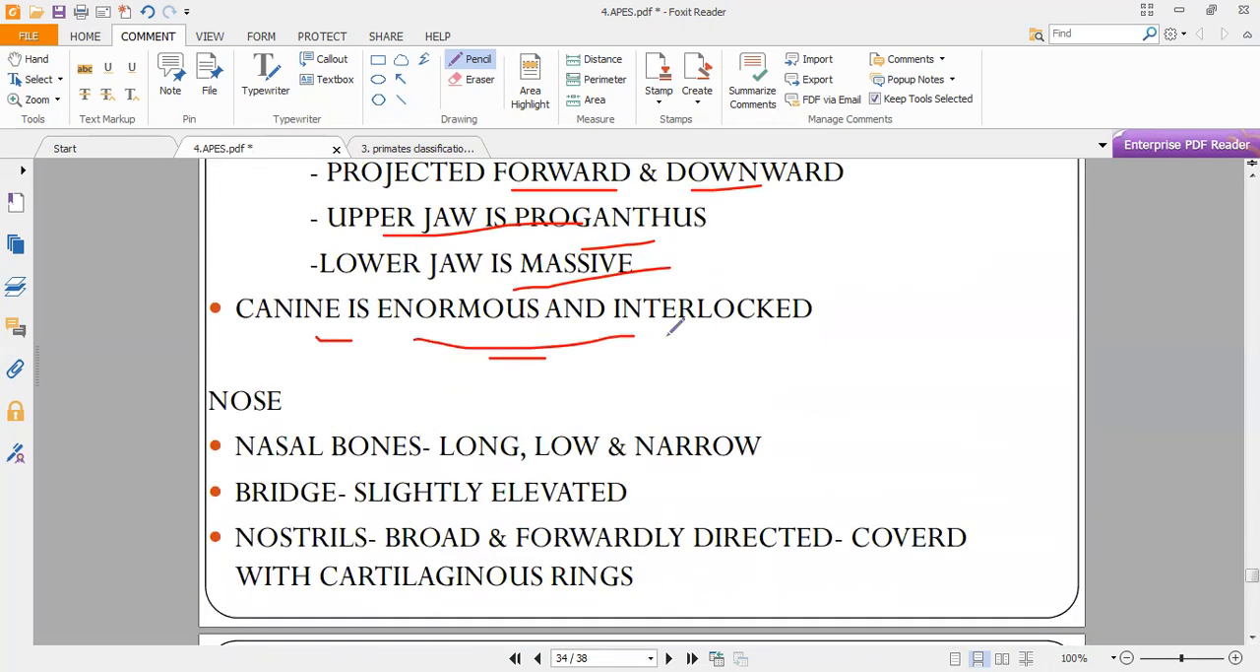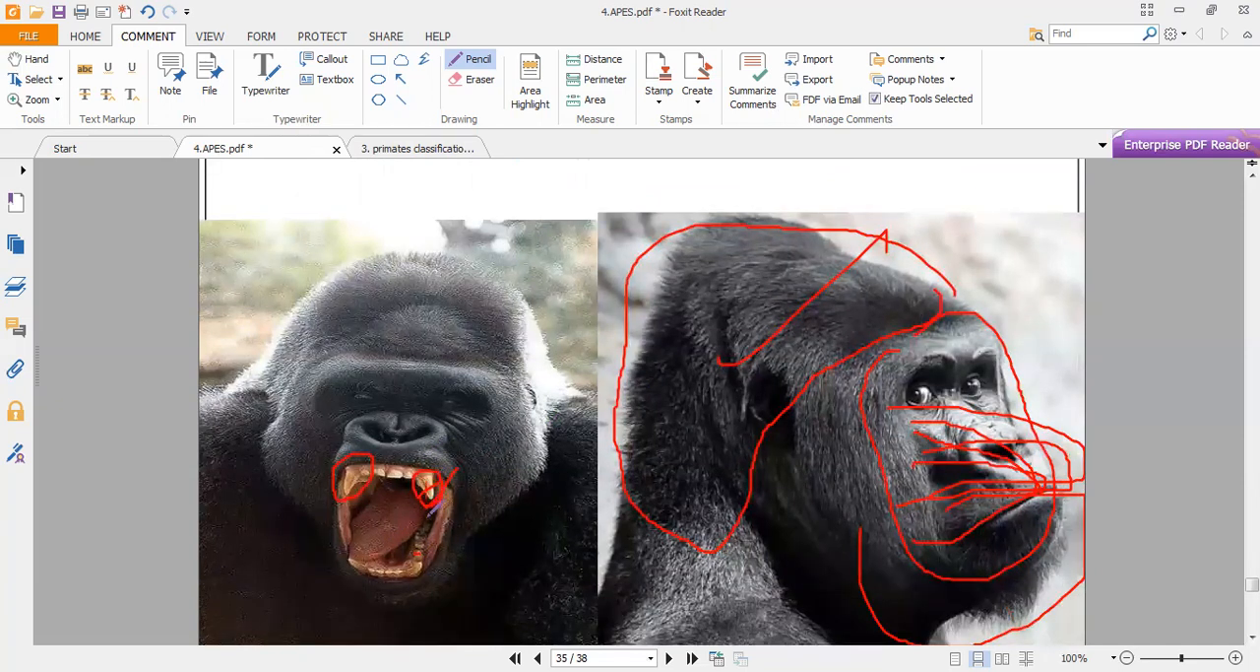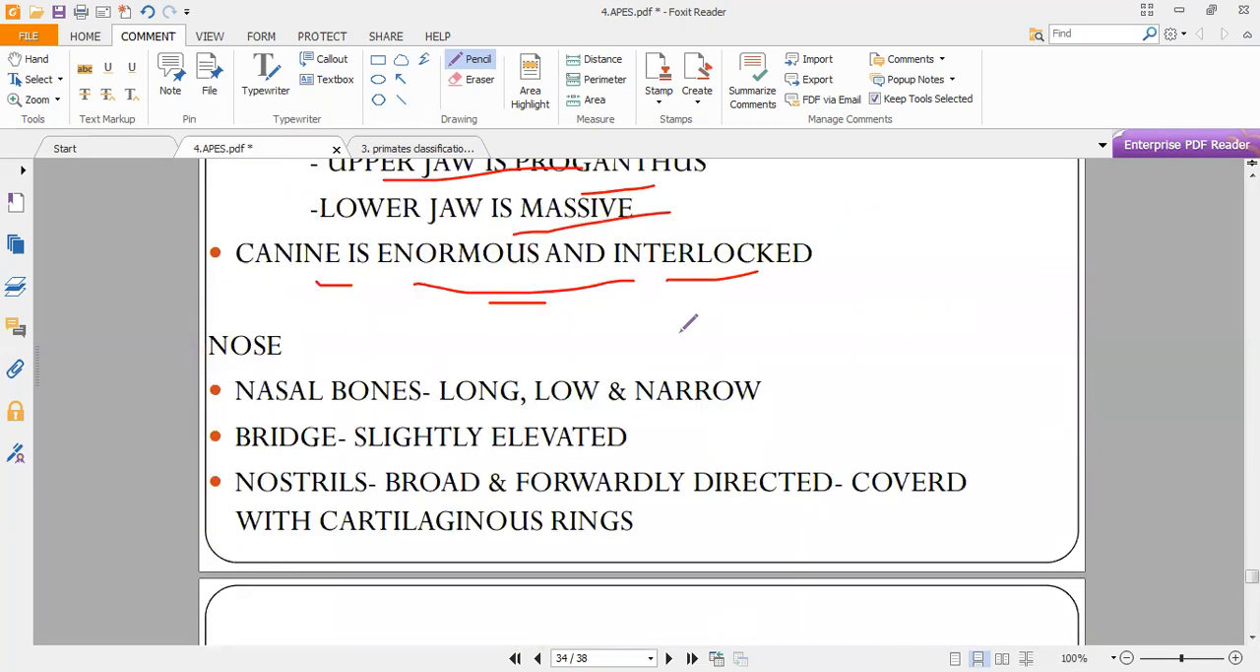And the canines are enormous and interlock. Interlock means, as you know, there is a space here. They can fit when they close their mouth. There is a gap there. They can fit their canines, both the upper canine and the lower canine. There will be a space so that they can interlock their canine teeth.